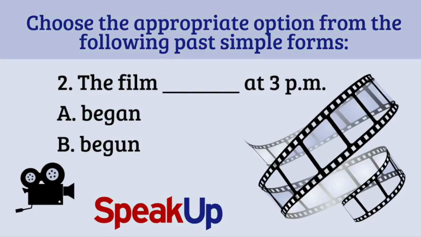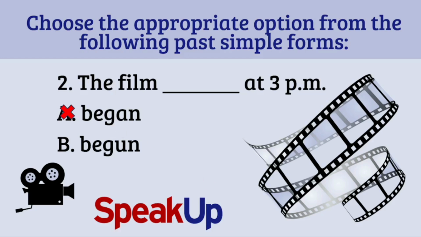Now, let's go on. Look at this number 2 question. Answer correctly. Try to remember which verb is going to fill in the blank. Number 2, the film A, began, or B, begun at 3 p.m. Which is the correct answer? Think about it for some seconds. And the correct answer will be the film began. This is the simple past form of the irregular verb begin.